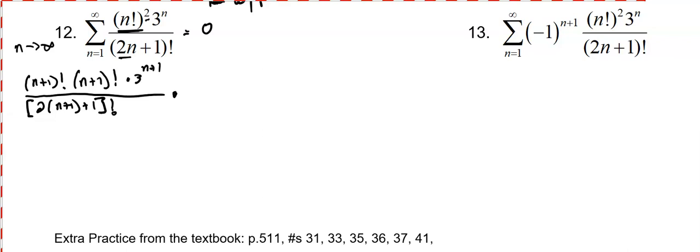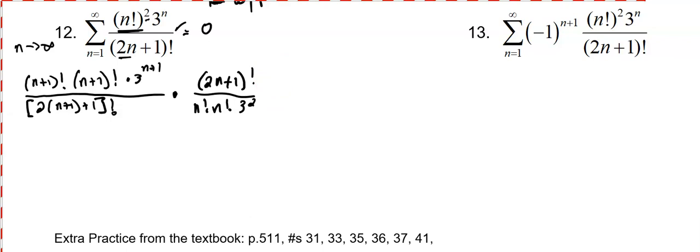And then we've got to multiply, where we would divide by the original, which is really the same as multiplying by the reciprocal of the original. So this here is just the reciprocal of the original function. It's the same as dividing it by the original a sub n term. We then need to simplify that.